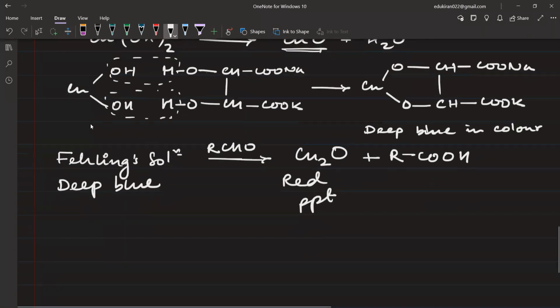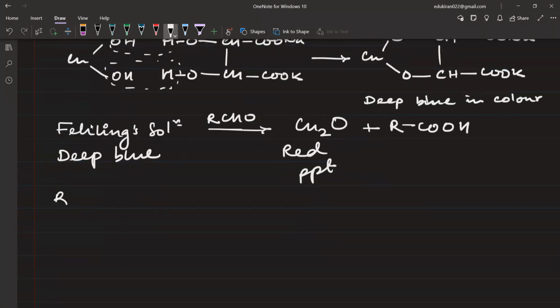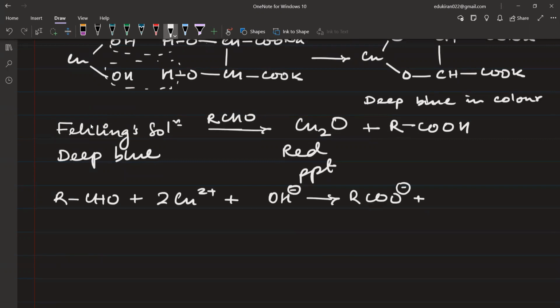What you need to write as a reaction is you have RCHO, mainly speaking, plus copper 2+, you will use some OH negative. This is going to give you RCOO negative, because it is an alkaline medium still, plus Cu2O plus H2O. Now you have to write this as red PPT. So this is the main reaction that you have to remember. Sir, can you zoom out? Zoom out, okay.